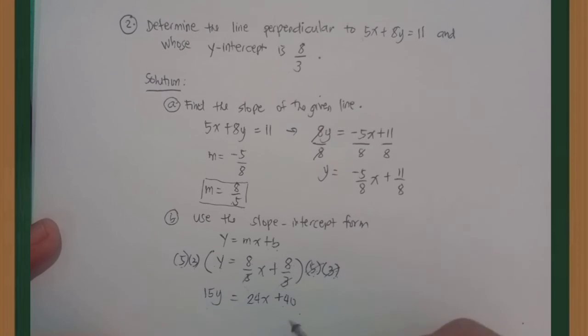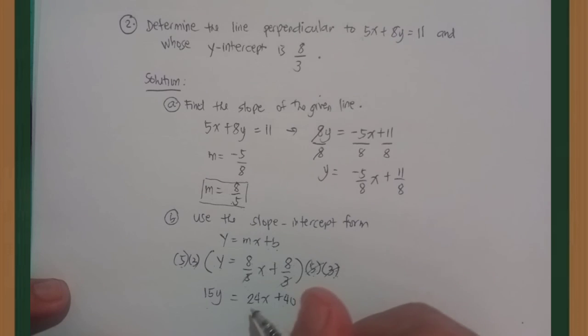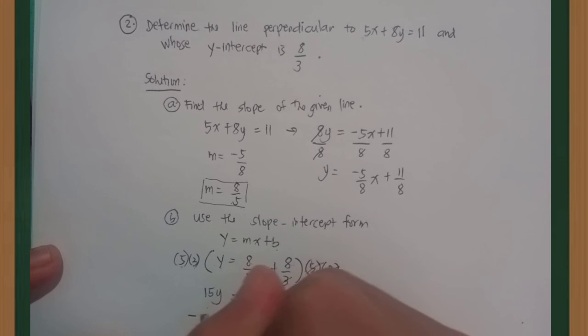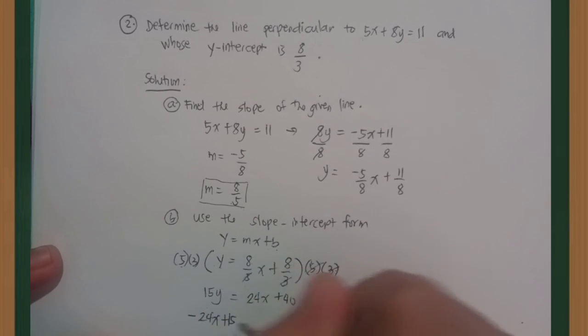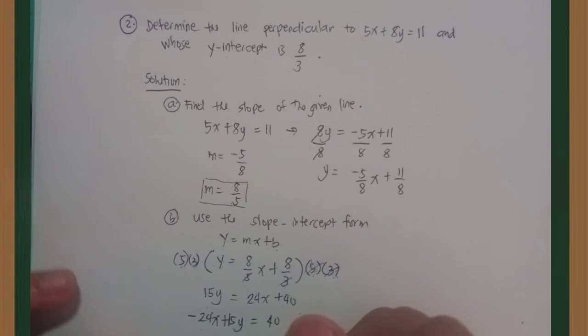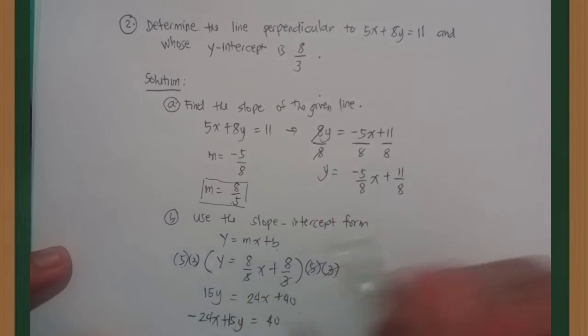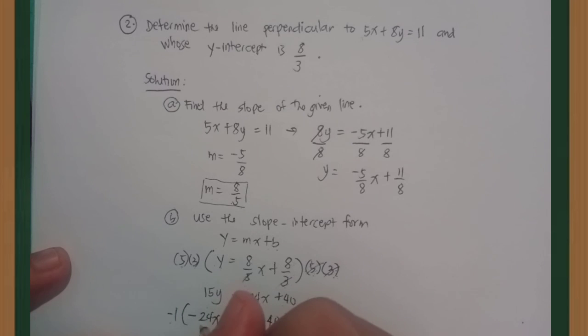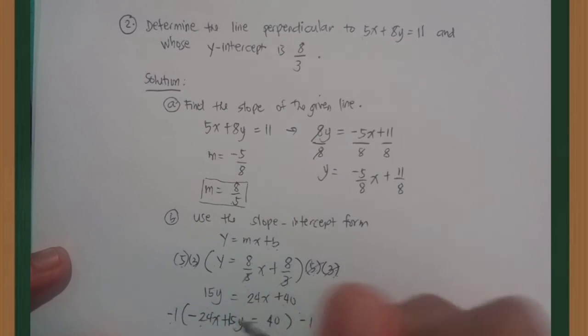After this, we transform it into its standard form. Okay? Transpose the 24x to the left side. We have negative 24x plus 15y equals 40. Okay? Negative 24x plus 15y equals positive 40. But we need to make the leading coefficient positive. So, multiply by negative 1. Negative 1 times negative 24 gives positive 24x. Negative 1 times positive 15y, the answer is negative 15y. 40 times negative 1, the answer is negative 40.